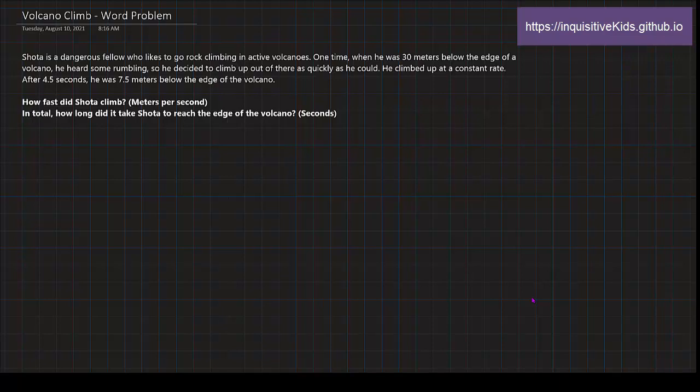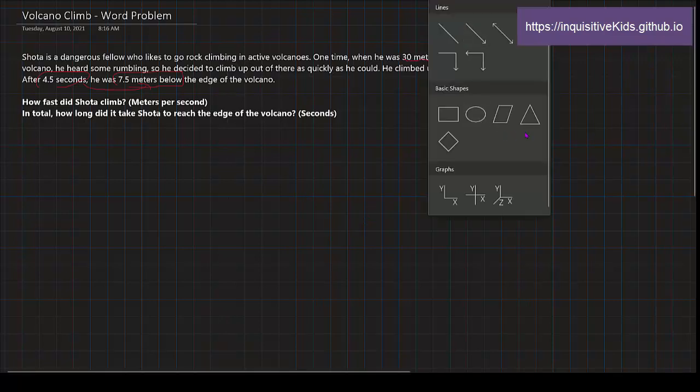Okay, so the first step is to always highlight the important information given in the word problem. One time when he was 30 meters below the edge of a volcano, he heard some rumbling, so he decided to climb out of there as quickly as he could. He climbed up at a constant rate. After 4.5 seconds, he was 7.5 meters below the edge of the volcano. Now we want to find how fast Shota climbed. In other words, what was his constant rate?